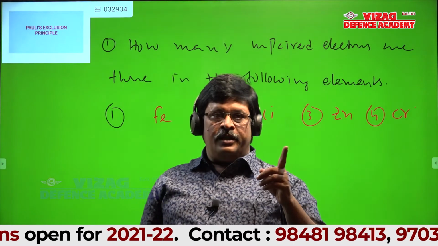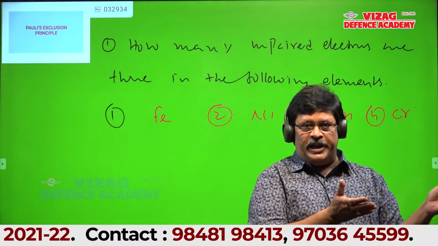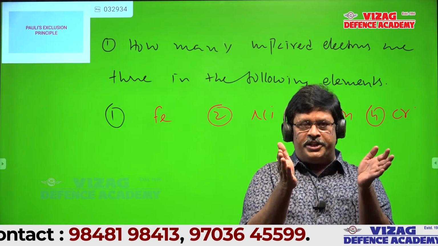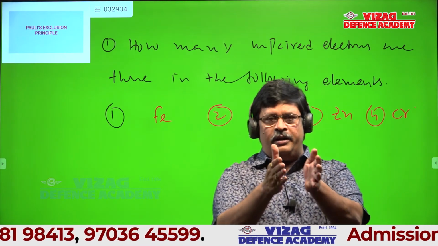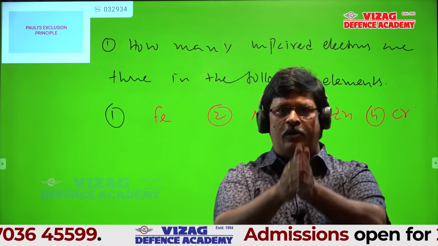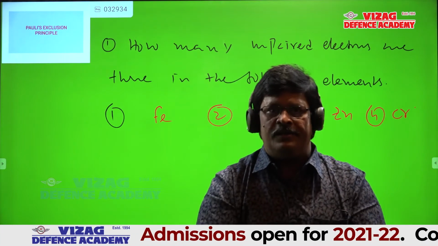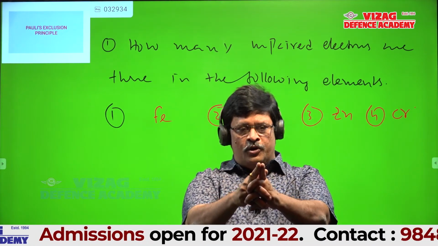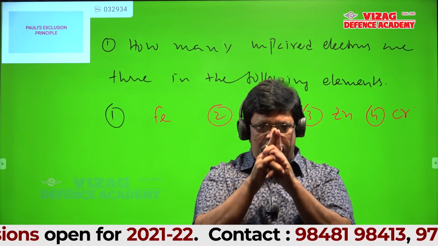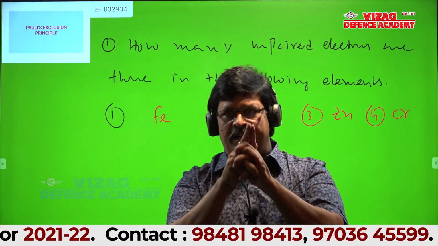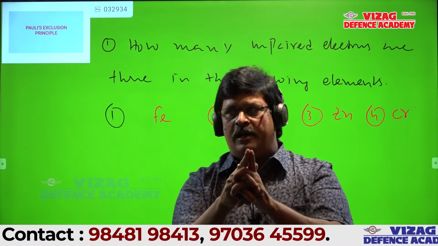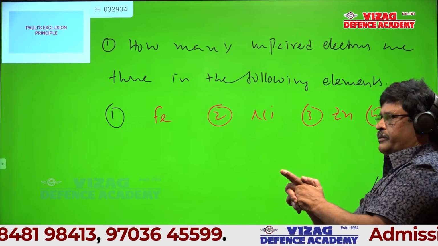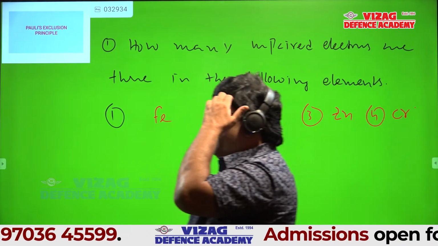Listen to me, students. Just now you wrote the configurations. Don't go through that configuration. You again write the electronic configurations and then only you tell the unpaired electrons. Don't go through your notes. Write one more time the configurations of these 4 elements and write the number of unpaired electrons. Please do it. I'll give 4 minutes time.